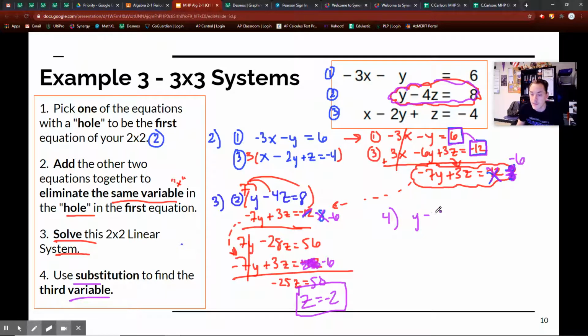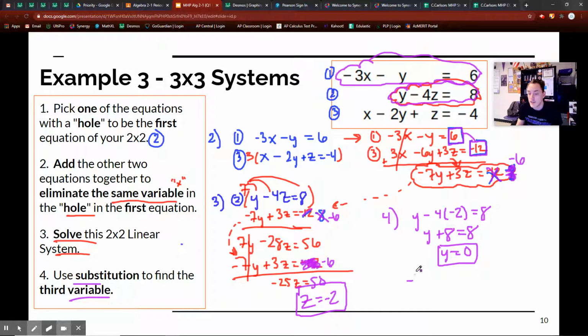So y minus 4 times negative 2 equals 8. So y plus 8 equals 8. So that means y equals 0. And now I can plug it into whatever. Let's just plug it into the first one, because I already know what y is. So negative 3x minus 0 is just 0, so I'm not going to actually write that. And then equals 6. So x equals negative 2 as well. Awesome. What is my final answer? Negative 2, 0, negative 2.